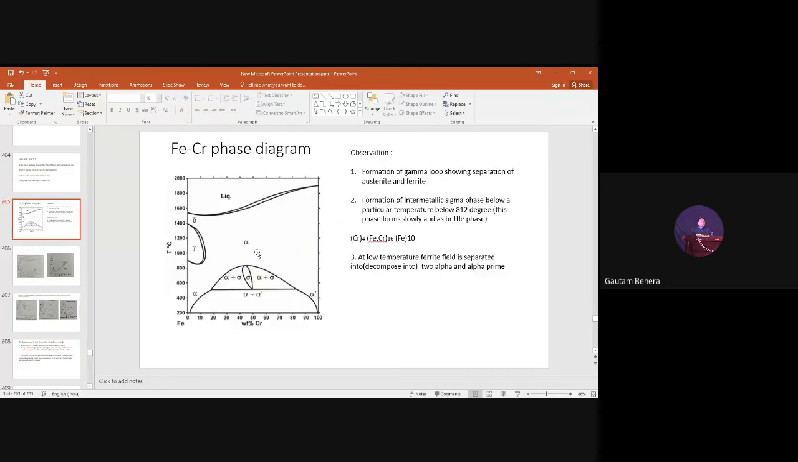Okay, fine. You got the conclusion. The main conclusion here is what exactly? If we increase chromium percentage in iron, the gamma phase is destabilized, but the alpha phase is getting stabilized. And another important point is we are getting an intermetallic compound at low temperature due to decrease in the solubility.